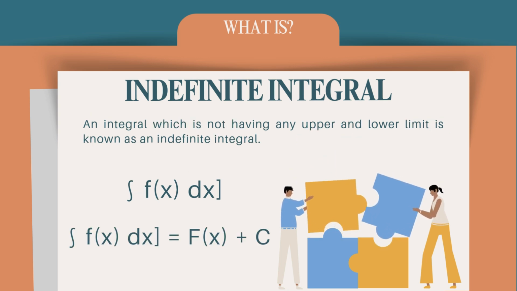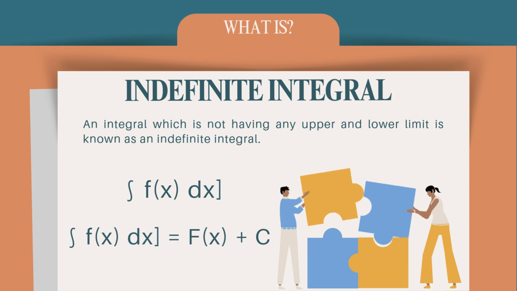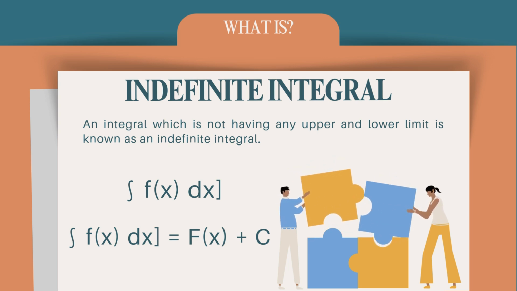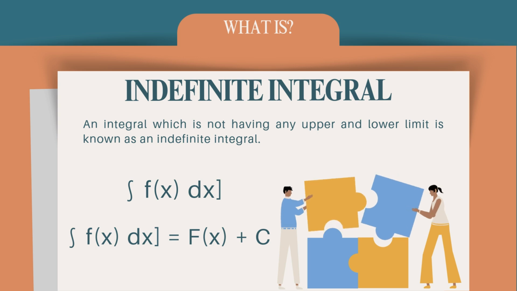So this gives us a family of functions plus a constant c. Why c? Because when we differentiate, constants disappear. So we account for them when we integrate.